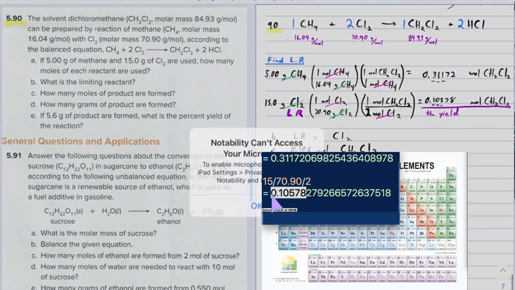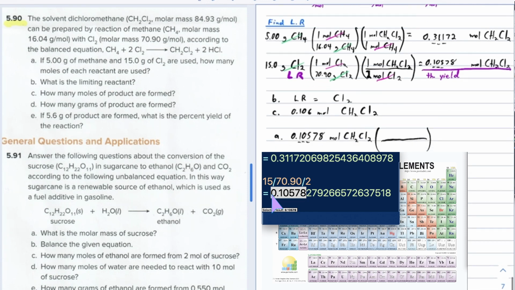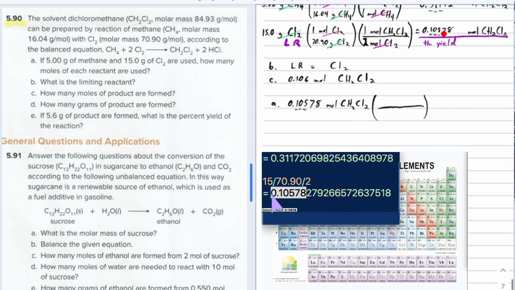So let's turn product into methane first. This is a 1-to-1 ratio. And then we'll do product to chlorine, the 1-to-2 ratio. So going product to methane, if we form this many moles of product, it's a 1-to-1 ratio with methane. So 1 mole of product CH2Cl2 from 1 mole of methane. And so that's 0.10578 moles of methane that must have reacted.